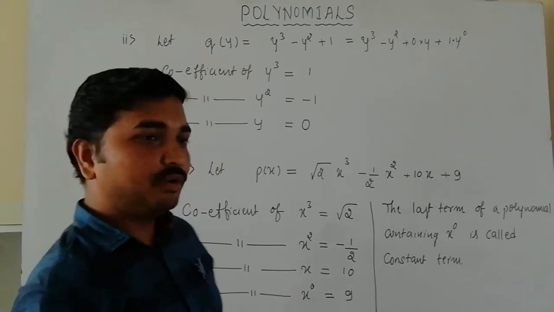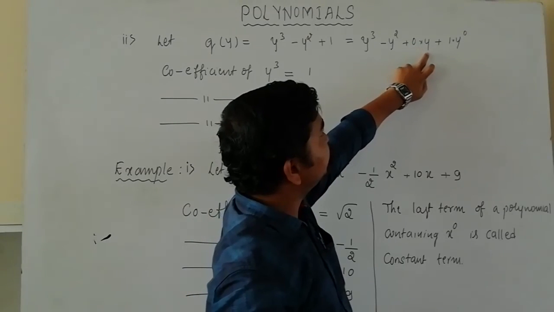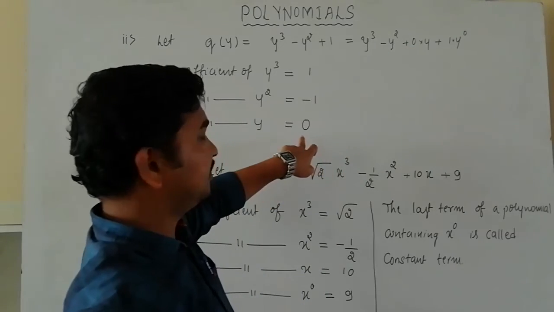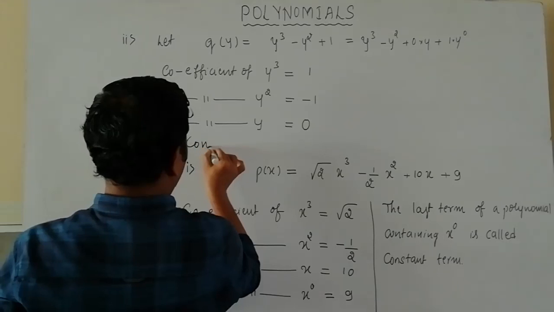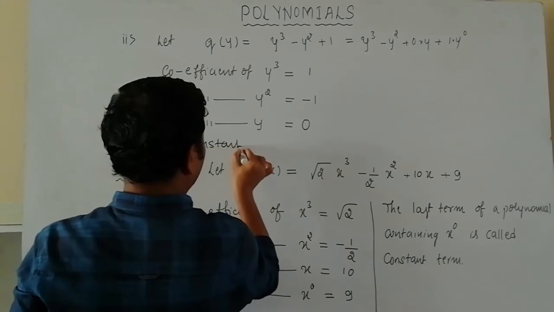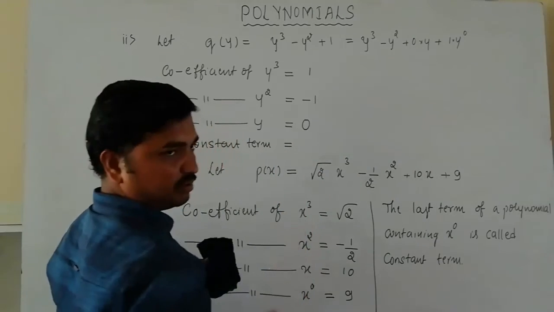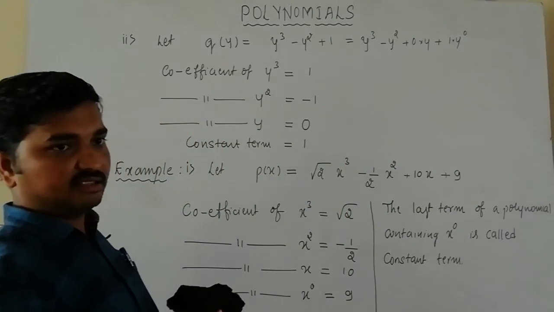Okay, so now if you observe the standard form, what is the coefficient of y? 0. 0. That's why the answer is 0. And last one is the constant term. Okay, constant term or coefficient of y power 0 is equal to how much? 1. Okay, is it clear for you?